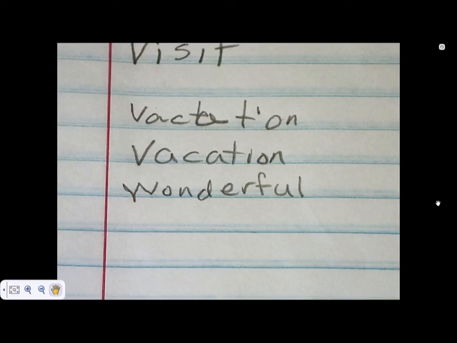Now, as we talk about previewing the passage to see what it's about, as we read, we can ask ourselves questions about the passage. This passage will give us information about a vacation in a country called Jamaica. Listen and follow along as I read it out loud.